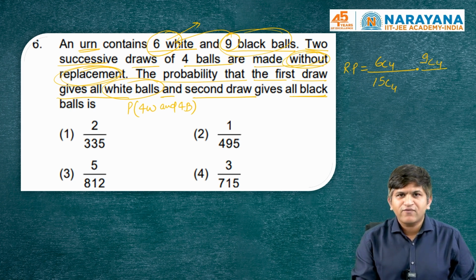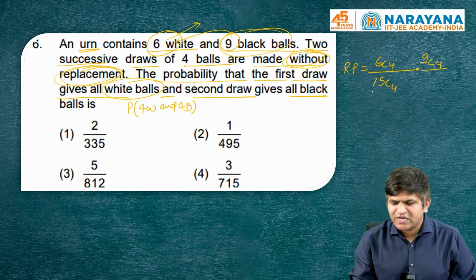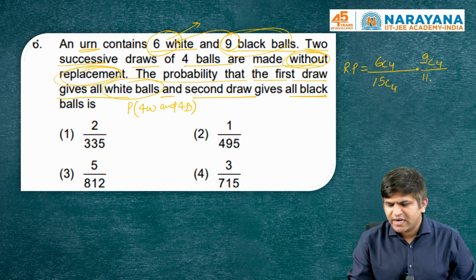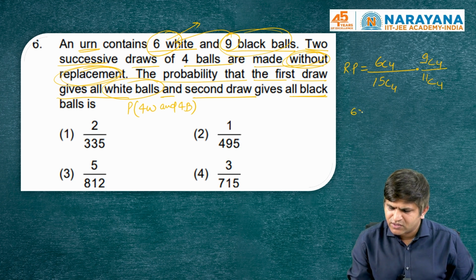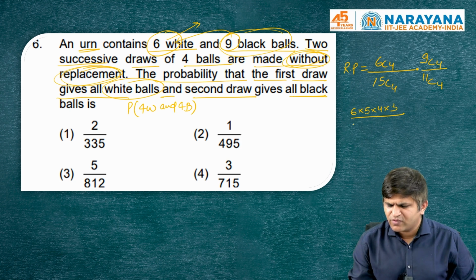So first we have already drawn 4 balls, so 15 minus 4 will be 11C4. So this is our required probability. Now we have to simplify this. So 6 into 5 into 4 into 3, divided by 4 factorial, will be cancelled.